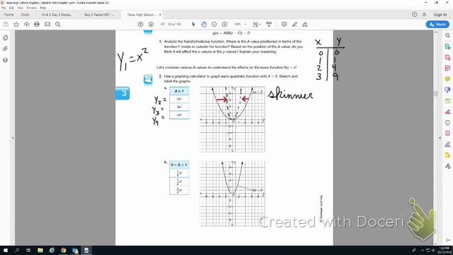So we said that the a value, is it going to affect the x or the y? The y. So let's just go off of this first one, 2x squared. What would I do to all of my y values? Someone take a guess. Do what? I'm going to multiply all of my y values by 2. So 0 times 2 is 0, 1 times 2, 4 times 2, 9 times 2.